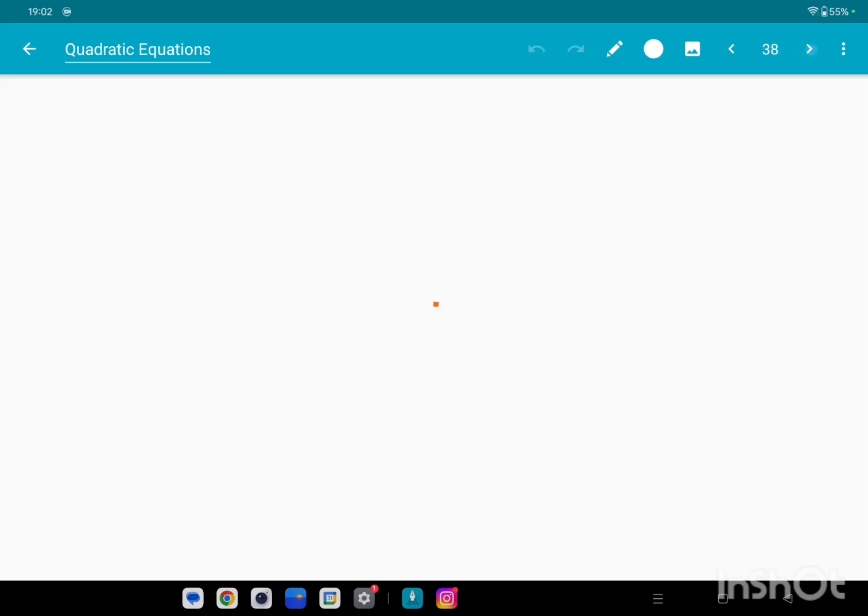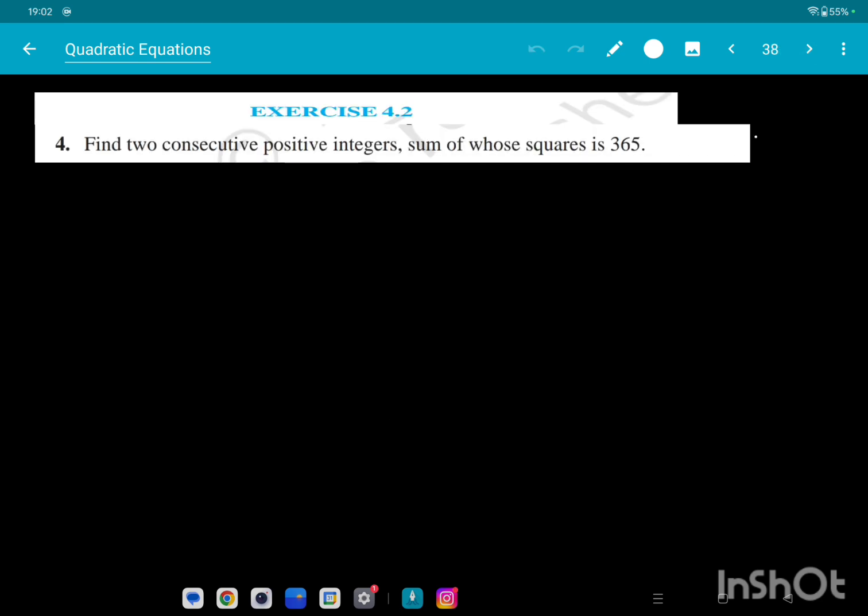Now move on to the next question. Here the next question is, find two consecutive positive integers, sum of whose squares is 365.